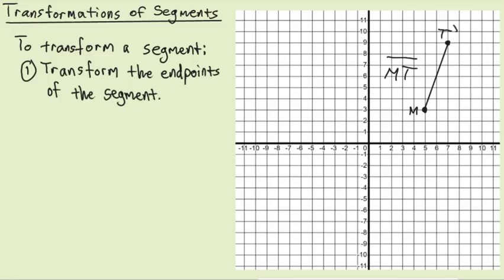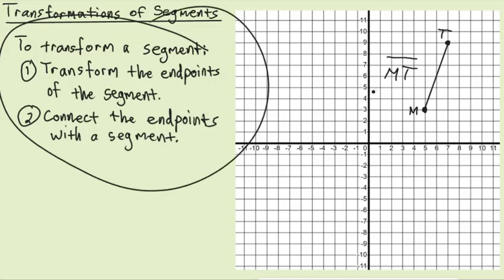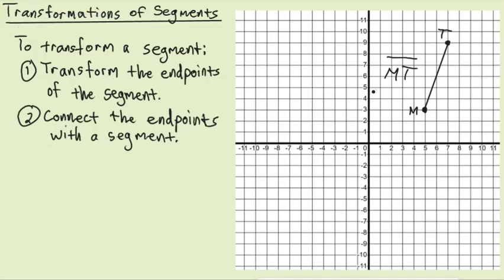And after whatever you do to T, you're going to do the exact same thing to M. So if you reflect T over the y-axis, then you're going to reflect M over the y-axis. So the first thing we do is transform the endpoints of the segment. Step 2, connect the endpoints with a segment. You should go ahead and put these two steps in your notes. And now we're just going to do several examples where we rotate, reflect, and translate line segments.